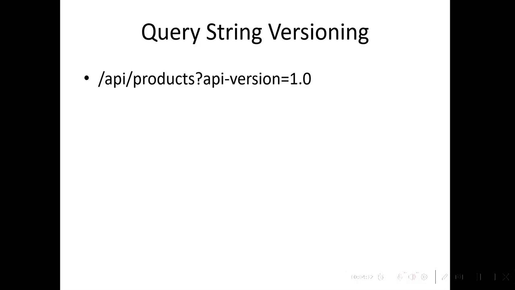Next is query string versioning, where we send the API version in the query string, like api/product?version=1.0. The benefit is that it's non-intrusive and easy to implement. But there are some drawbacks: the URL doesn't look too good, and it's hard to cache in some proxy services.